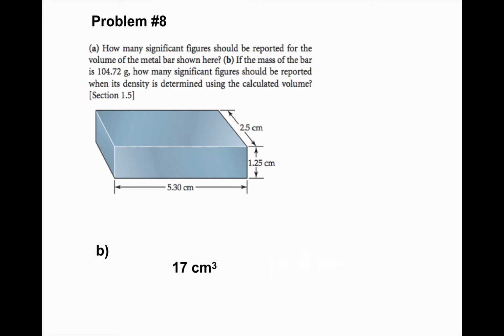So back to, we wanted to report the density. How many significant figures should be reported when its density is determined using the calculated value? Okay, so they gave us a 2 sig fig. We figured out that we had a 2 sig fig volume. We're dividing into a 5 sig fig mass. My answer can only be expressed in 2 sig figs. So you'd have to round to 2 sig figs with this one.